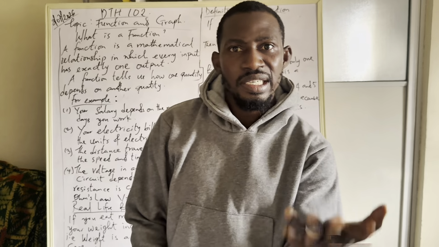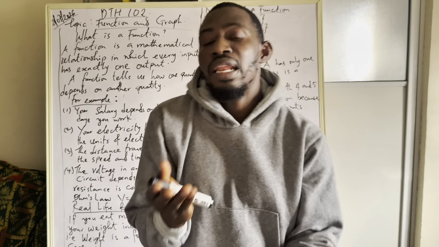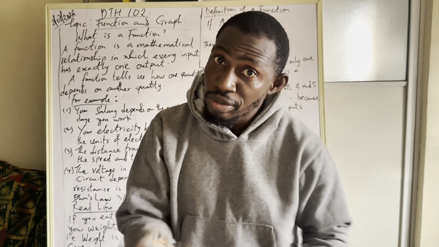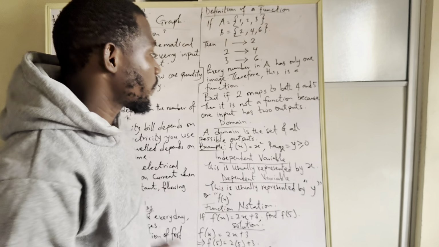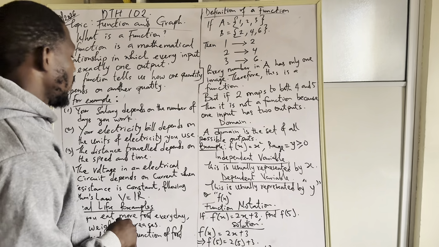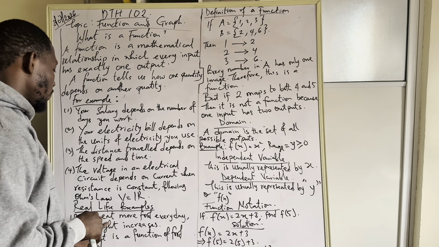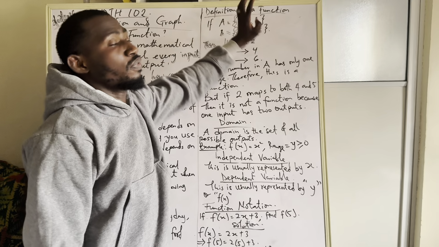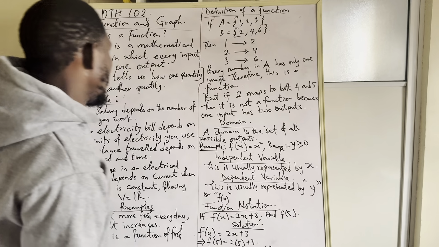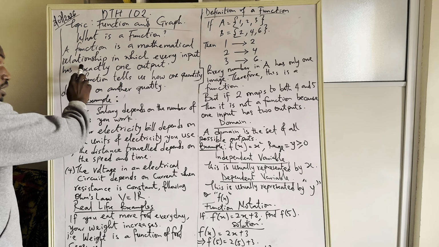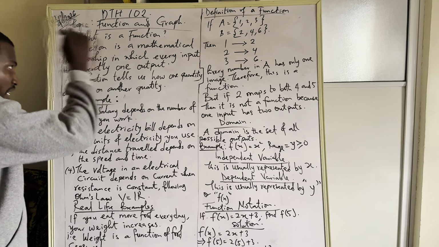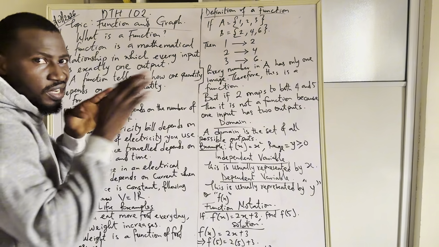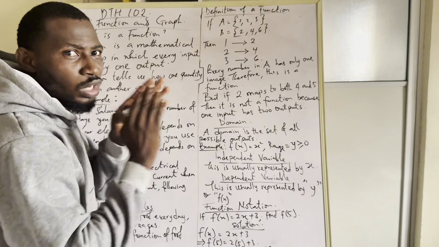Weight depends on the amount of food you take. If your weight is less, you're taking less food. But if it is increasing, you are taking more food. That is my example for real life. So now let's talk about the definition of a function. I've explained here that a function is a mathematical relationship in which every input has exactly one output.